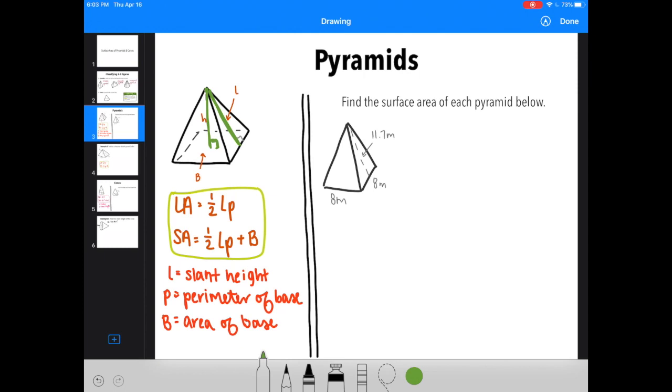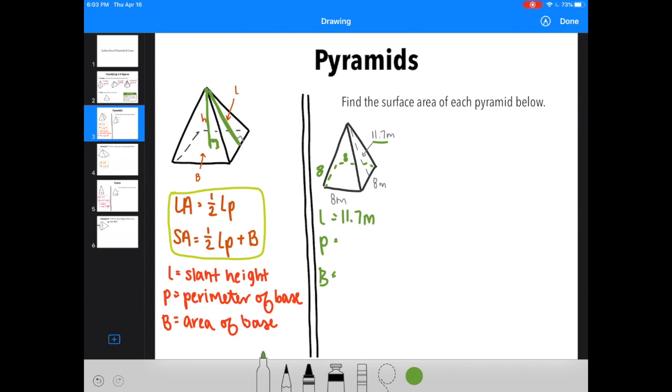So let's do an example. Find the surface area of each pyramid below. What I like to do first is identify my variables so I can plug and chug. So what is my slant height? Well, that's going to be this 11.7 meters. My perimeter of my base. I did not draw those dashed arrows in the back. See, I'm pretty good at drawing normal figures, but once we get into the 3D figures, that's where I get a little cattywampus.